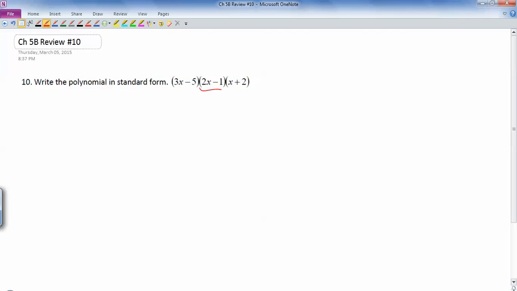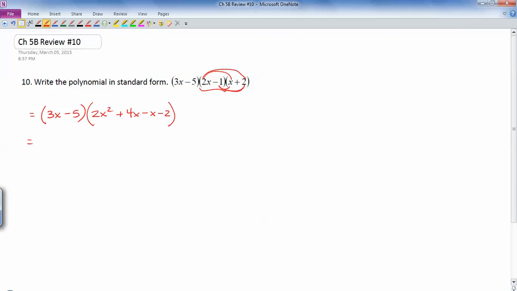So let's do these two. I'll just leave the 3x minus 5 by itself here. And then if I FOIL out the 2x minus 1 and the x plus 2, I'm going to get 2x times x, which is 2x squared. And then 2x times 2 is plus 4x. And then negative 1 times x is minus x. And then negative 1 times 2 is minus 2.